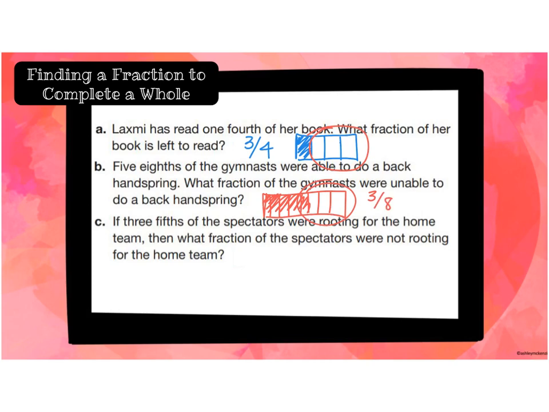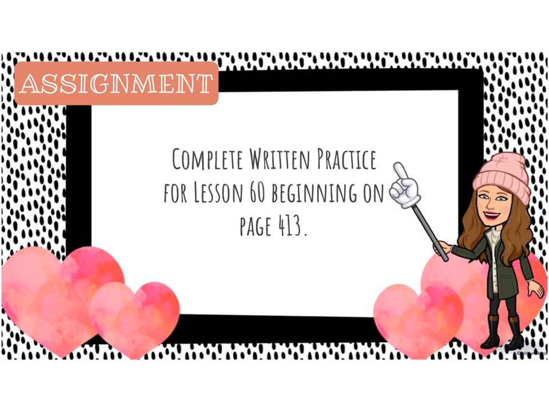And then last one for the day. If 3/5 of the spectators were rooting for the home team, then what fraction were not? 2/5. Sore losers. Okay, does everybody understand finding a fraction to complete a whole? Do we feel pretty confident about it? Yes, ma'am. Okay. Your assignment begins on page 413, last lesson of this book.